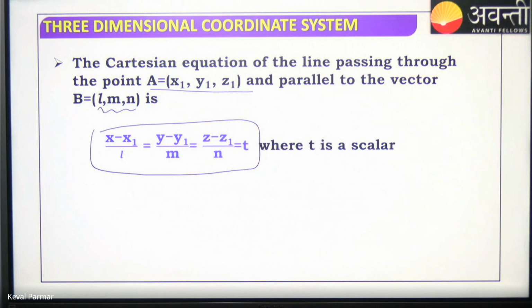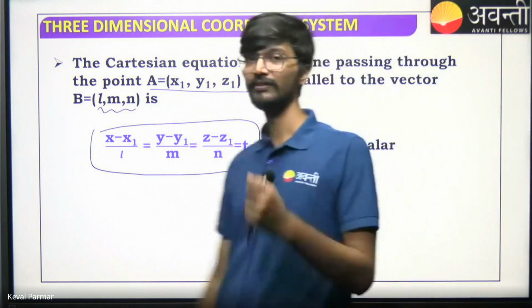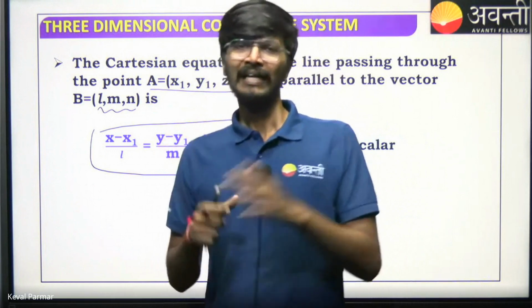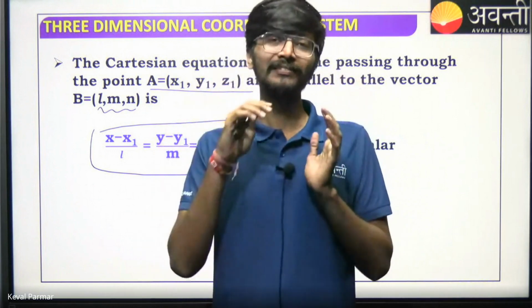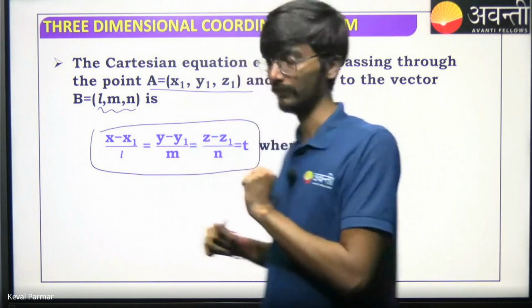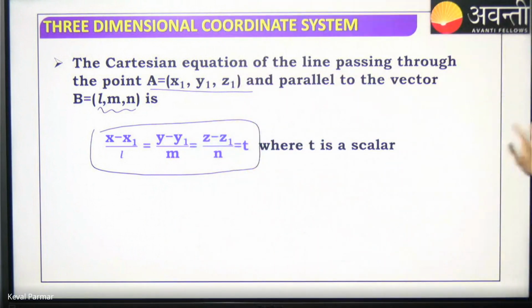What is t, guys? t is a scalar. As I told you, this is called Cartesian form, or for a line, it is also called symmetric form. If you try to recall, it is similar to the parametric form we did in the 2D line. Let's see what we have next.